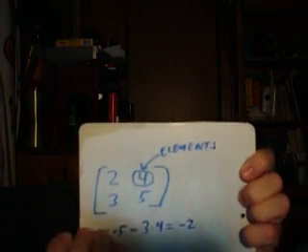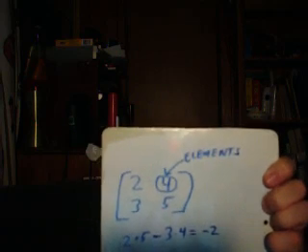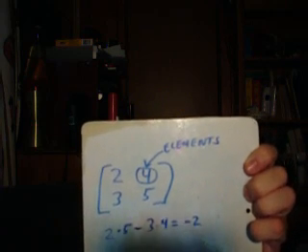You could have 3 columns and 2 rows, so on and so forth. But we won't get into that kind of sophistication at this point.